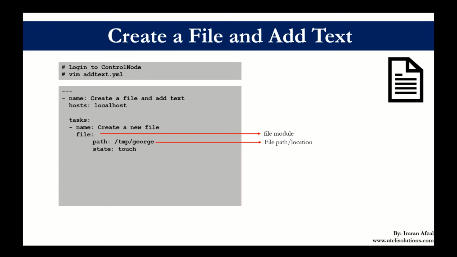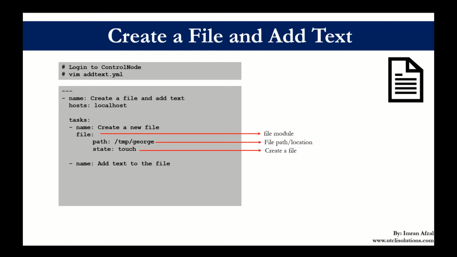Then the state, what do you want to do with the file? I mean, if it exists, do you want to delete it by putting in state equal absent, or state to be touch because you want to create it? So in this case, we are creating it, so we need to use touch. All right. Then the next task within this play is to add text to the file. So now the file is created. Now we need to populate some text into the file.